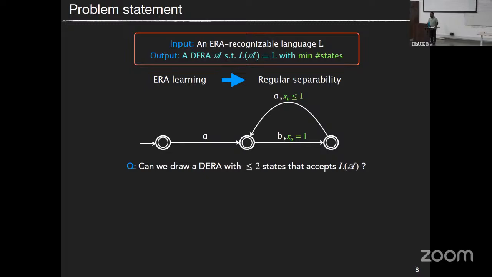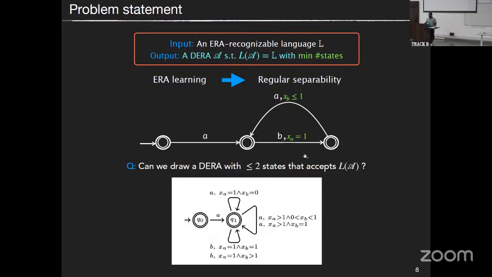Let me give you an example. I don't know if it is intuitive or not, but this was the example from the last slide: AB, where every B is at one time unit after the last A, and every A is at most one time unit from the last B. So can you draw a DERA which has fewer states? Yes, the answer is yes, but it's a bit tricky.